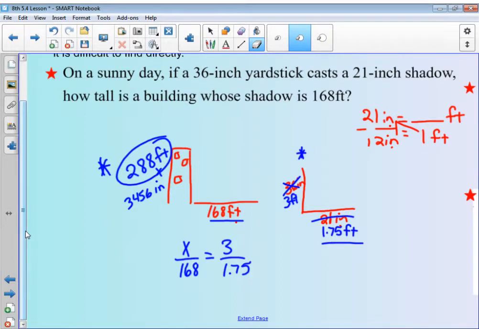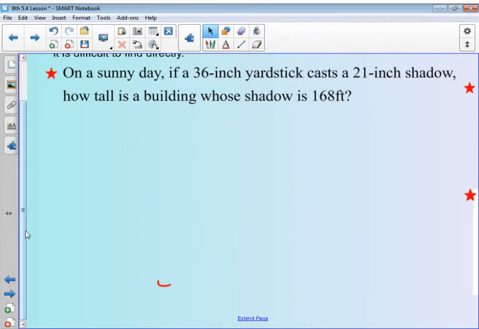Okay, and some of you might not need the picture. You might be able to just go directly into this type of a format, and that's okay. Make sure that if you choose to do that, that you are identifying the fact that here we were working in inches and here was feet. Okay, all right, so let's go ahead and try another one like this.